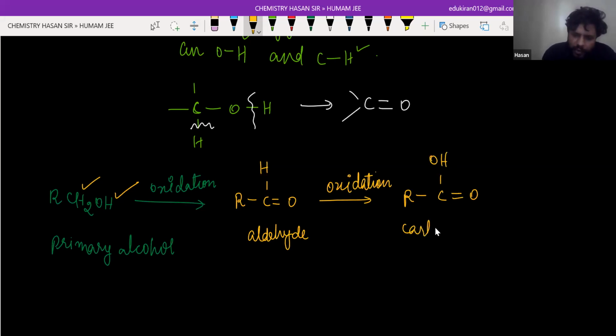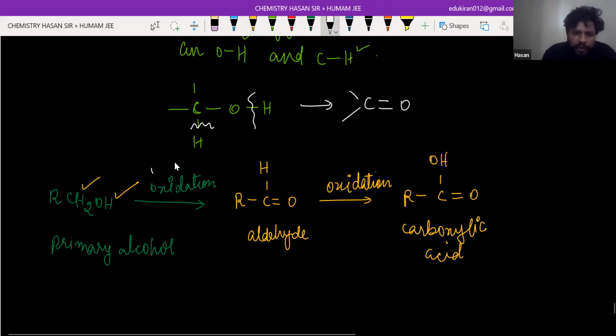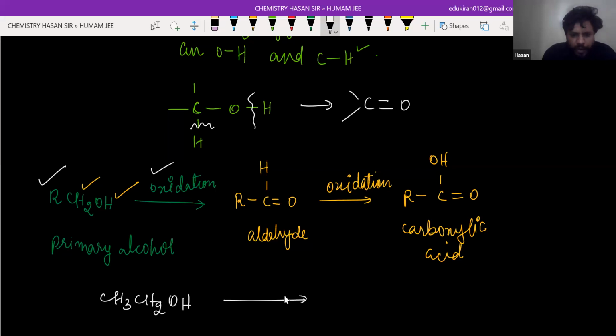Into carboxylic acid. If you are going to use a very strong oxidizing agent, then primary alcohol will be directly converted into carboxylic acid. This is your mild oxidizing agent step. So if you are going to use something like a mild oxidizing agent, let's say CH3CH2OH with CrO3, then this will be directly converted into CH3CHO, aldehyde.